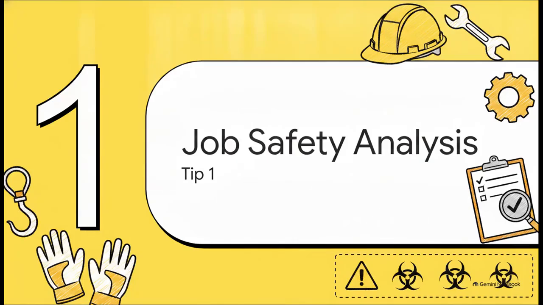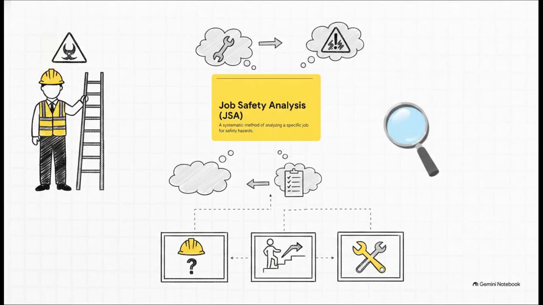All right, let's hit Tip 1, Job Safety Analysis. So this is a foundational concept on the exam. It's basically a highly systematic way to analyze workplace activities to make sure everyone stays safe on site. At its core, a job safety analysis, or JSA, is exactly what it sounds like. You're analyzing a specific job for safety hazards.